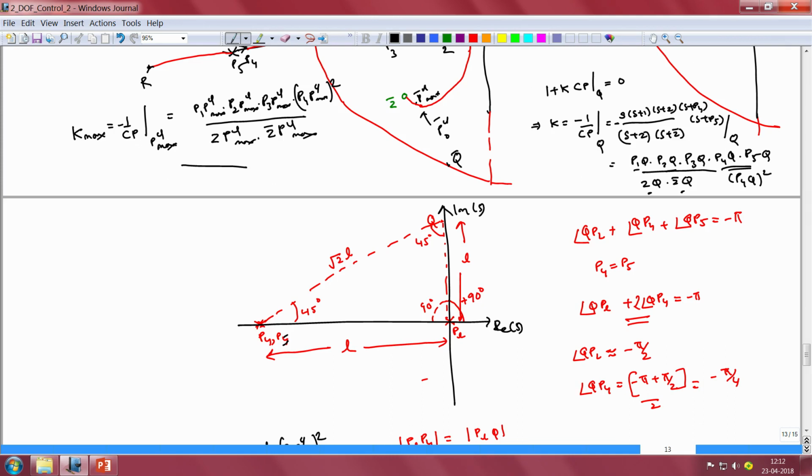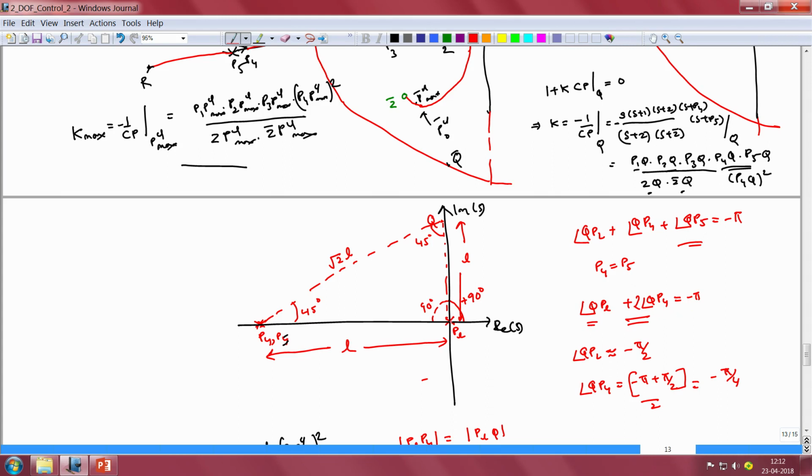In order to determine the location of the point Q, we first applied the angle criterion of the root locus, and that is what has been done here. At the point Q, the sum of the angles subtended by all the open loop poles and zeros has to be equal to minus pi, and we have 3 open loop poles here, one effective pole near the origin which I have called PL, and the 2 poles P4 and P5, and the 3 angles together should add up to minus pi. Since P4 and P5 are coincident poles, we get the angle QPL plus 2 times the angle QP4 should be equal to minus pi.